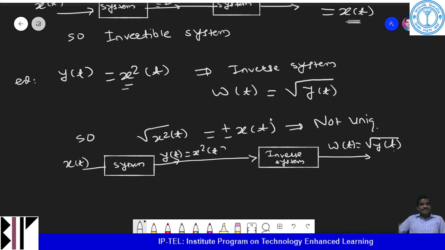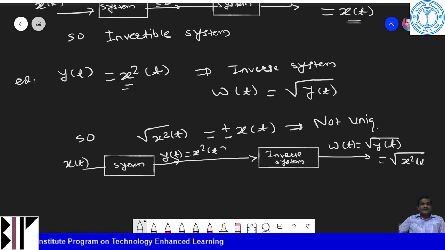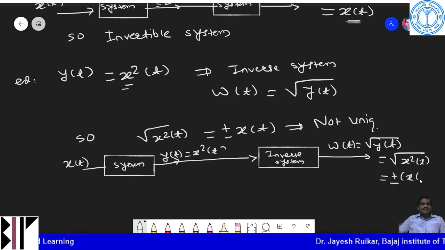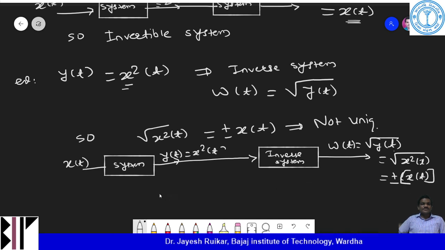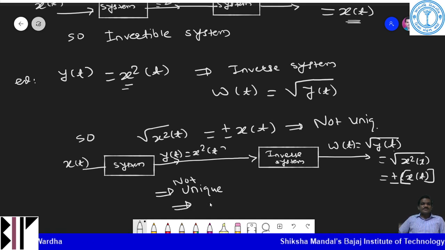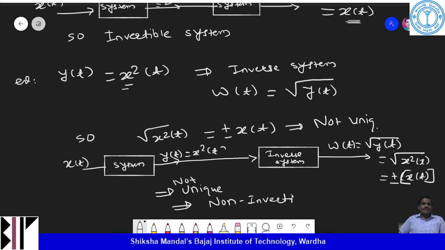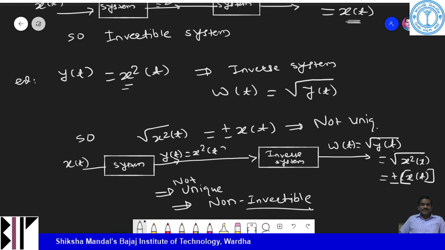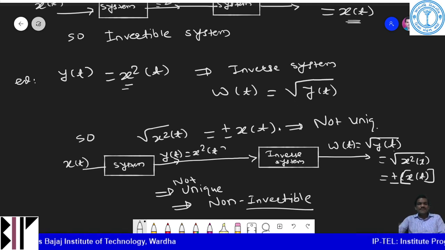But what is y of t? Y of t is nothing but x square. So this equals x square of t under the root, and this equals plus or minus x of t. Fine. So this is not unique. This implies the system is non-invertible. The system is non-invertible. I think that's all.